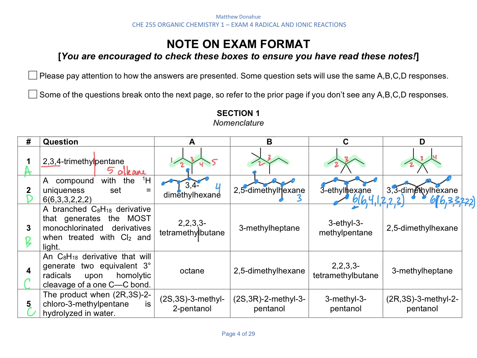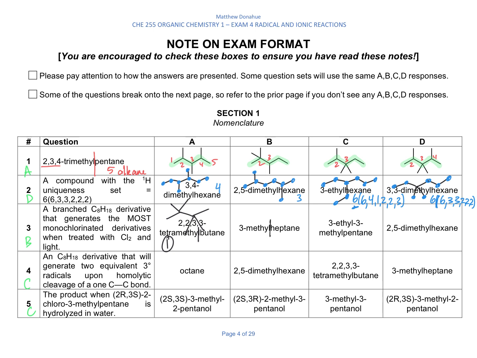So we have a butane derivative. So 1, 2, 3, 4. Then at the 2 and the 2, we have methyls. 3 and the 3, we have methyls. So overall, this only has 1 unique set of H.